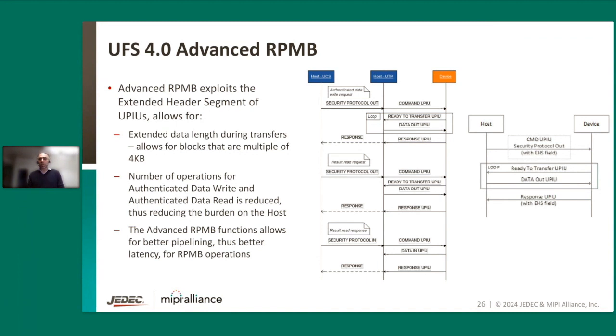On the left side, you can see how the RPMB mode has been working for all these years, and in UFS 4.0, we decided to use some extended header segment that was available in our UPIU, which is our basic transaction unit in the UFS standard. And this basically means that with a smaller number of transactions, you will be able to transfer the same amount of data or more data, thus reducing the burden on the CPU and reducing the latency of access.